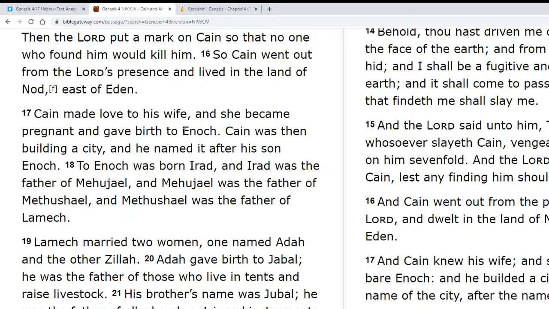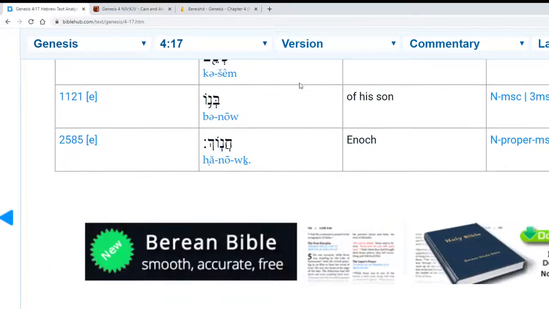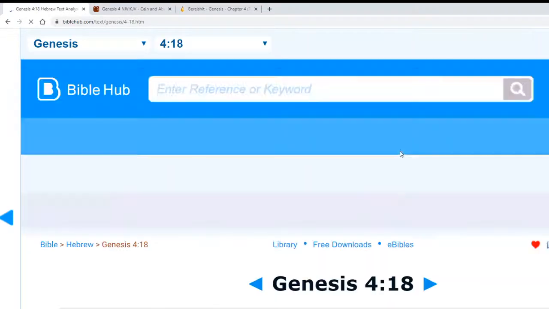We'll see what Chabad does, but so NIV: And at that time, Cain was then building a city, and he named it after his son Enoch. Okay, Chabad: And Cain knew his wife, and she conceived and bore Enoch, and he was building a city. So they're also saying like that based on Rashi. And he called the city after the name of his son Enoch. Okay. And now we're going to get into the begets, I think. So let's go. Verse 18.